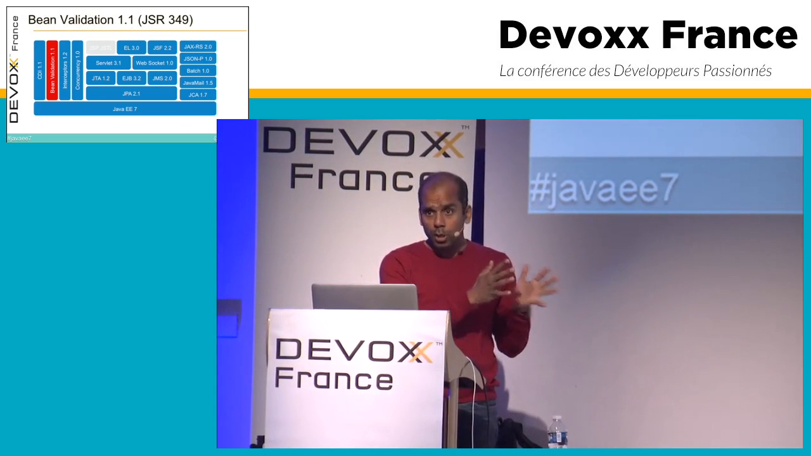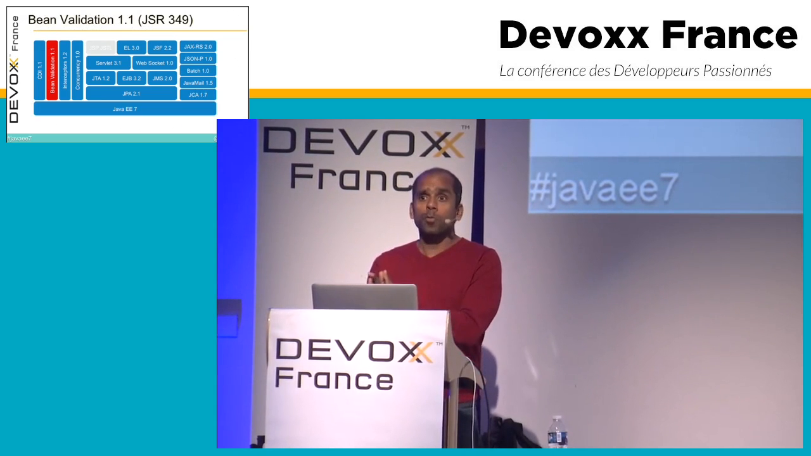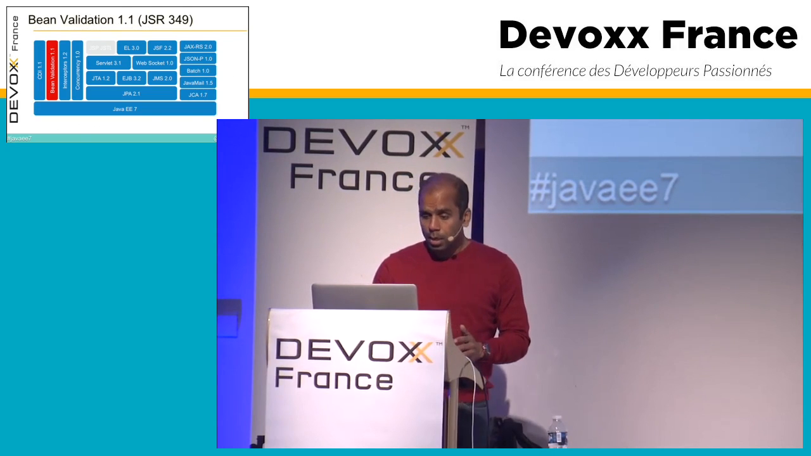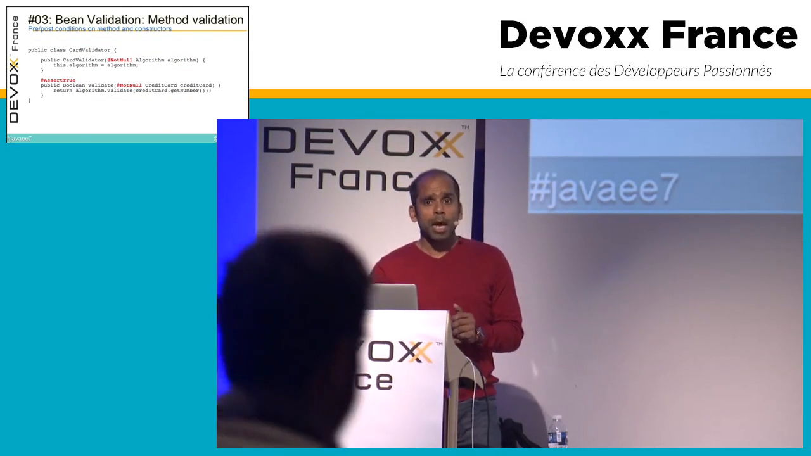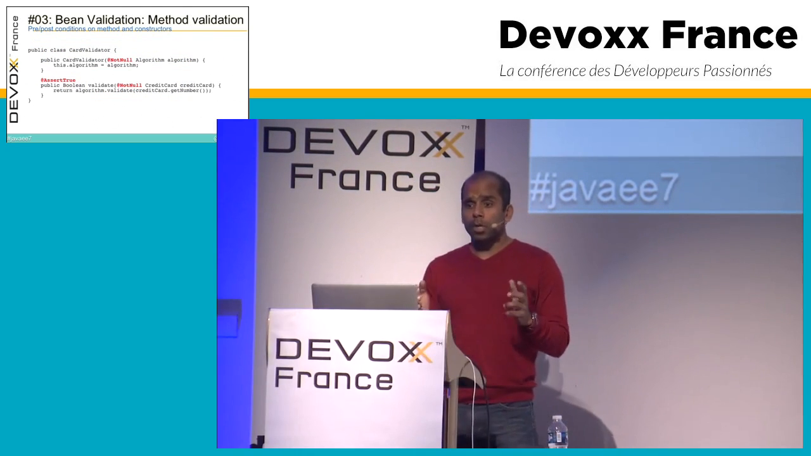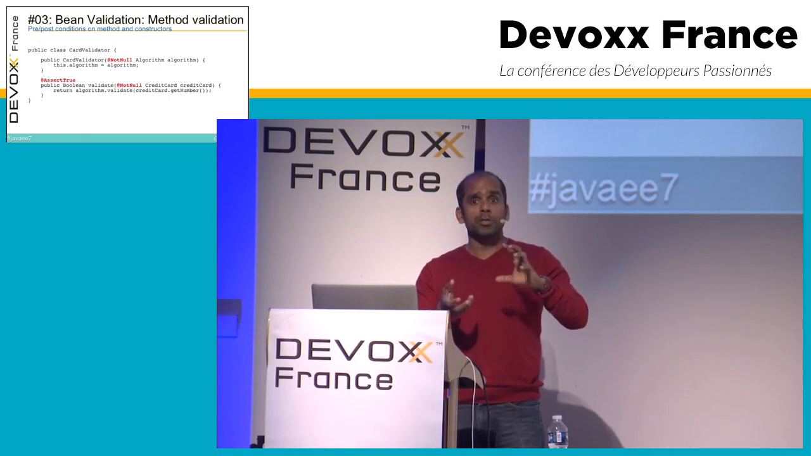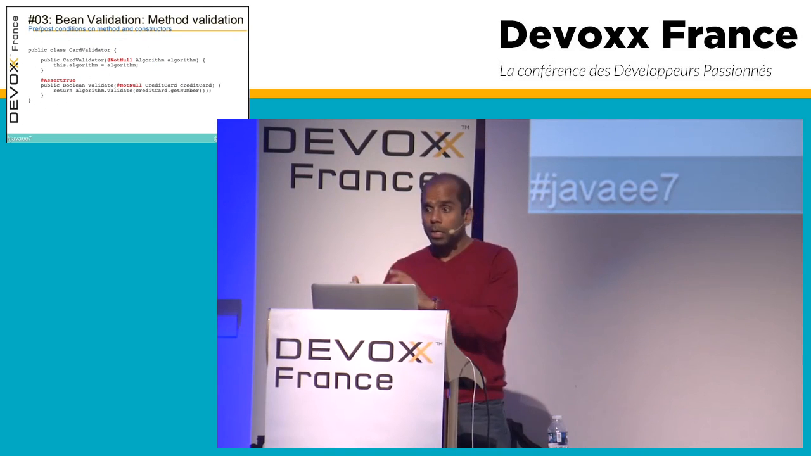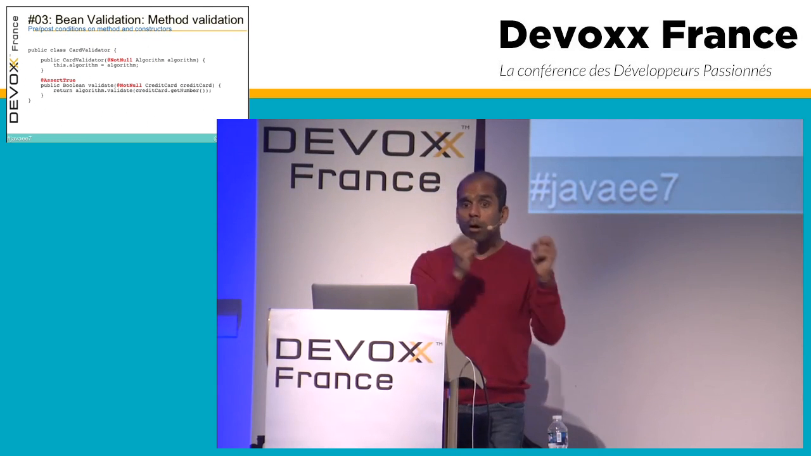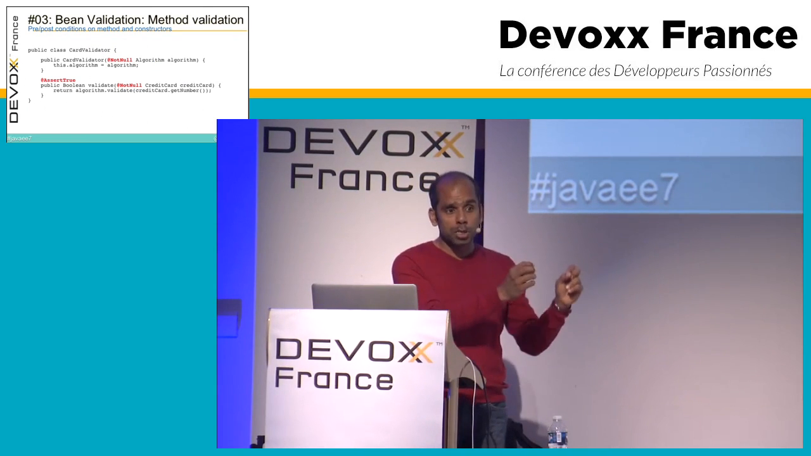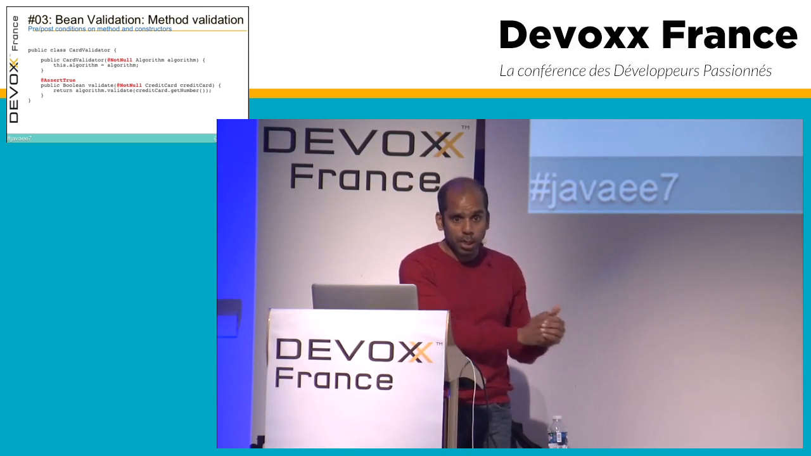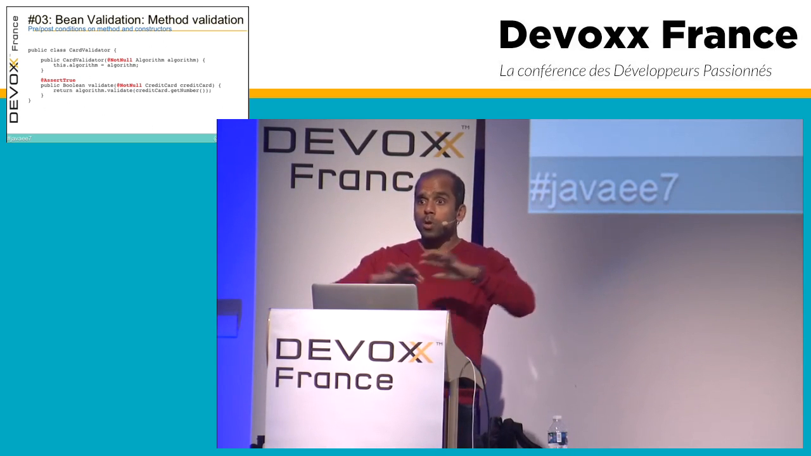This was JSR 346. Now Bean Validation 1.1 is JSR 349. This specification was added in Java EE 6, and the main thought process over there was to be able to specify validation constraints on your bean. And then those constraints are honored by the JPA and JSF layer. Well, that was in Java EE 6. In Java EE 7, it's a lot more prevalent.